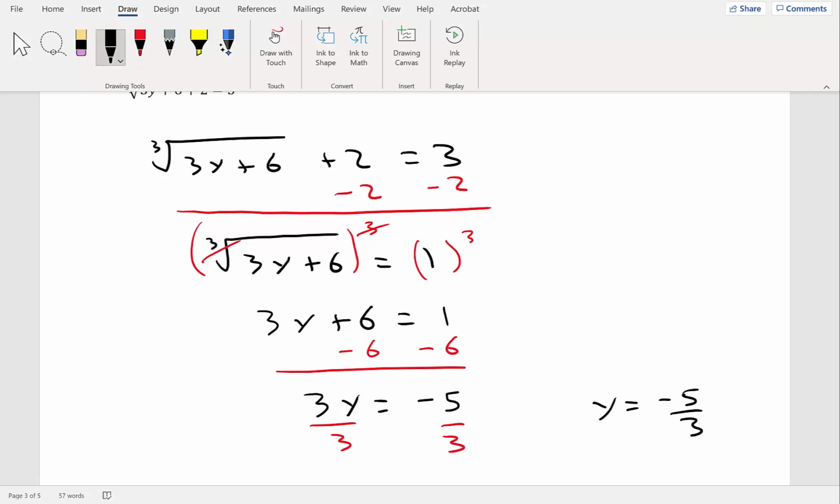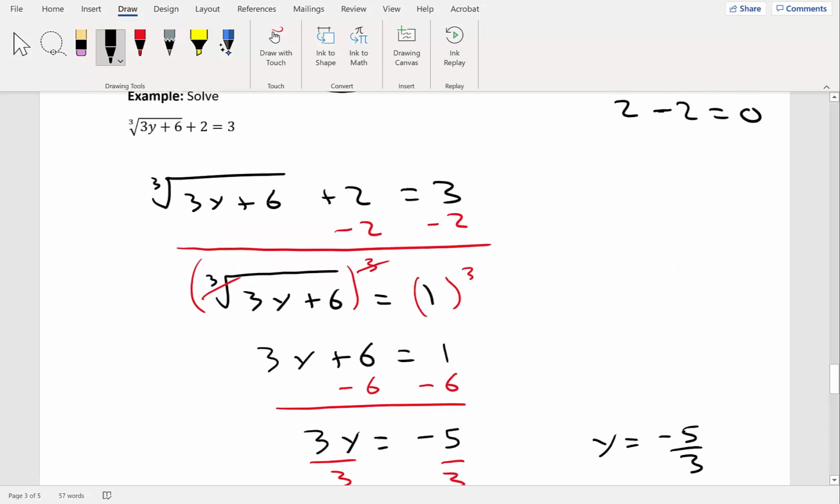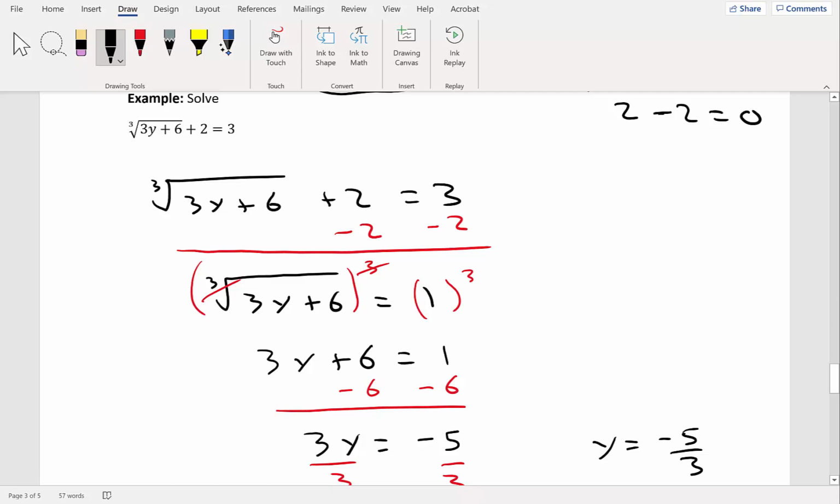Now, for this particular problem, I don't have to check my answer. The reason why is since I didn't raise both sides to an even power, since I raised it to an odd power, my solution is going to be okay. And if we did check it, let's do a quick check. So 3 times negative 5/3 gives me negative 5. So I have negative 5 plus 6, which is 1. Cube root of 1 is 1. 1 plus 2 gives me 3. So it checks out.